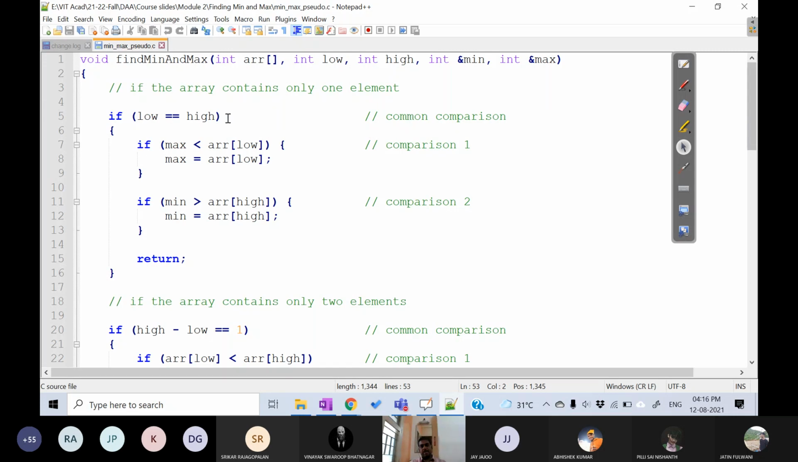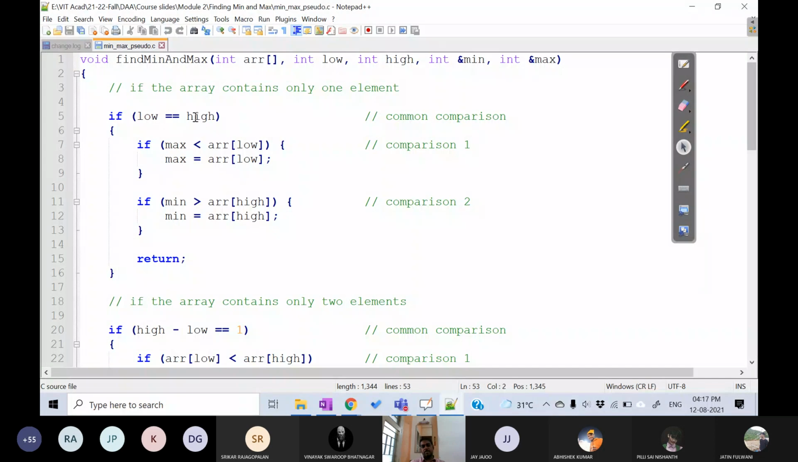So if low is equal to high, what do you mean by low index equal to high index? There is only one element in the array because both the indices are the same. So low index equal to high index means one element in the array that is to be checked, and there will be an existing maximum and existing minimum. So before assigning the maximum value as array of low index, you have to check if the current maximum is less than array of low. That means you can assign the maximum as array sub low.